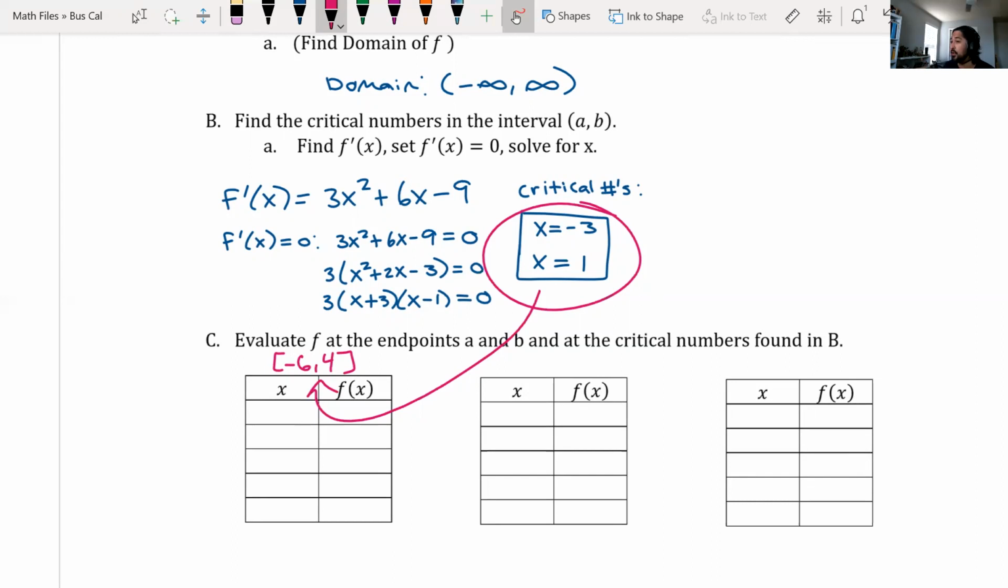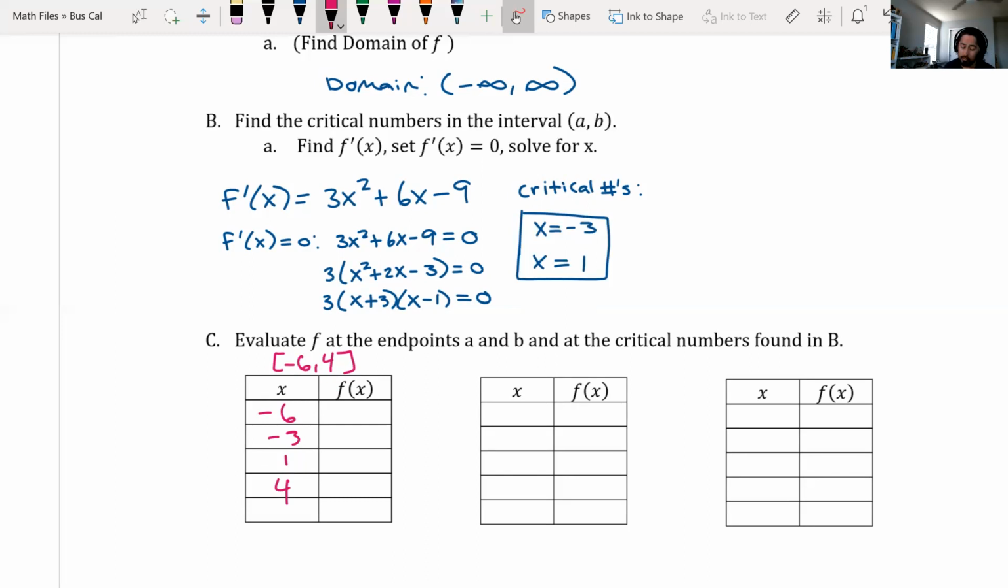So do -3 and 1 fit on the interval -6 and 4? Do they fit between those two numbers? Yep. Good. So since they do, when we make our chart, and I'll put them in numerical order, I'll have -6, which is my endpoint. I'll have -3, which is my critical number, 1 and 4. Now, let's say if they didn't fit, then I would not use them. That's as simple as that. If your critical numbers do not fit in the interval, then we don't use them.